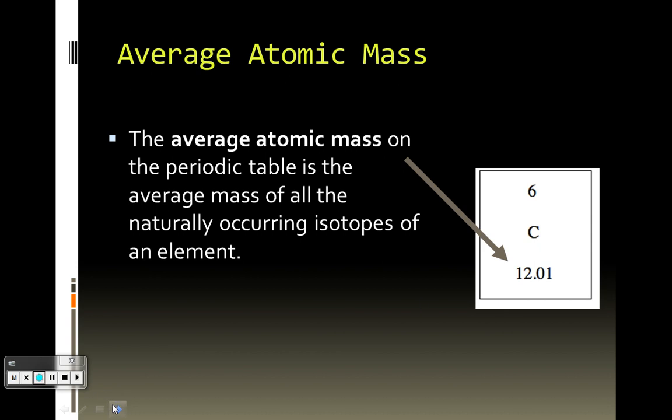That's it for understanding what the periodic table tells us about the subatomic particles of an atom.